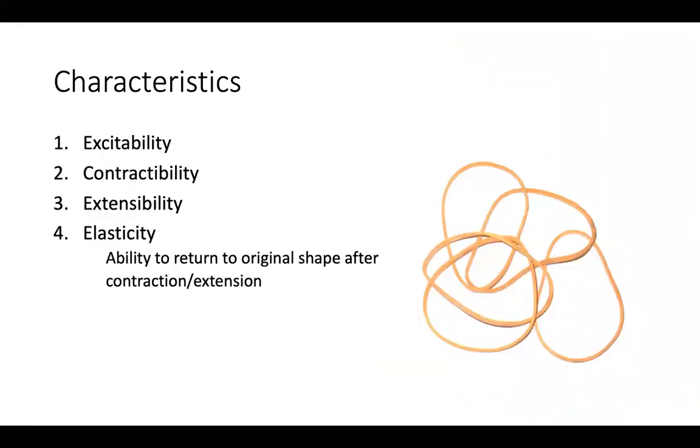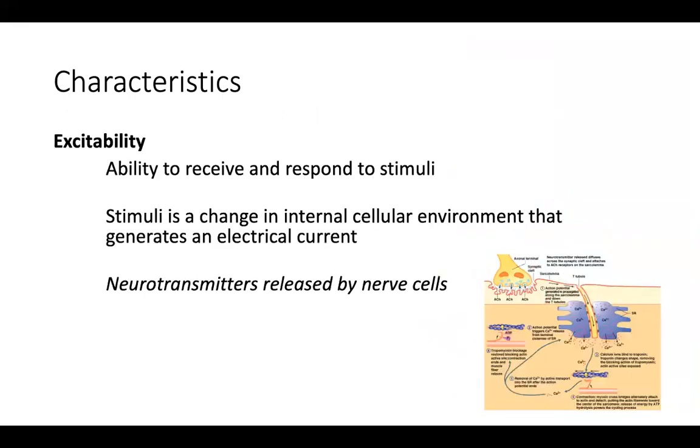Characteristics. Okay, so we have excitability, contractibility, extensibility, and elasticity. Excitability is that we get a stimulus and then respond to that stimulus. The internal environment changes, it generates an electric current, right? And then the muscle fiber will contract.